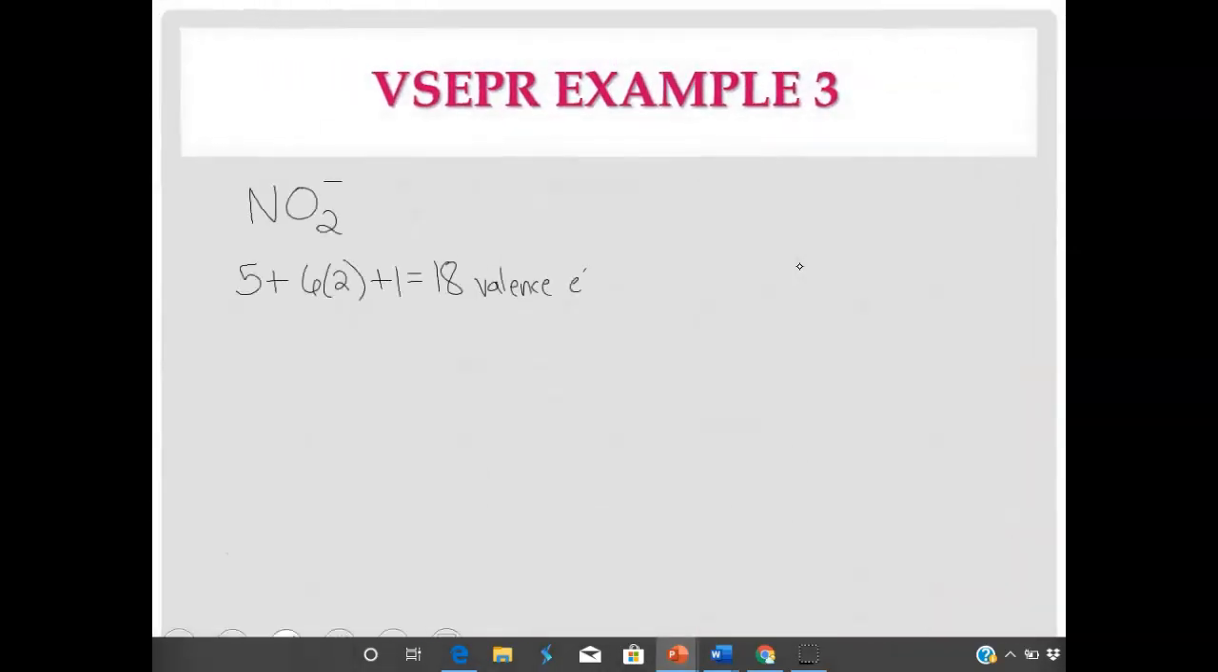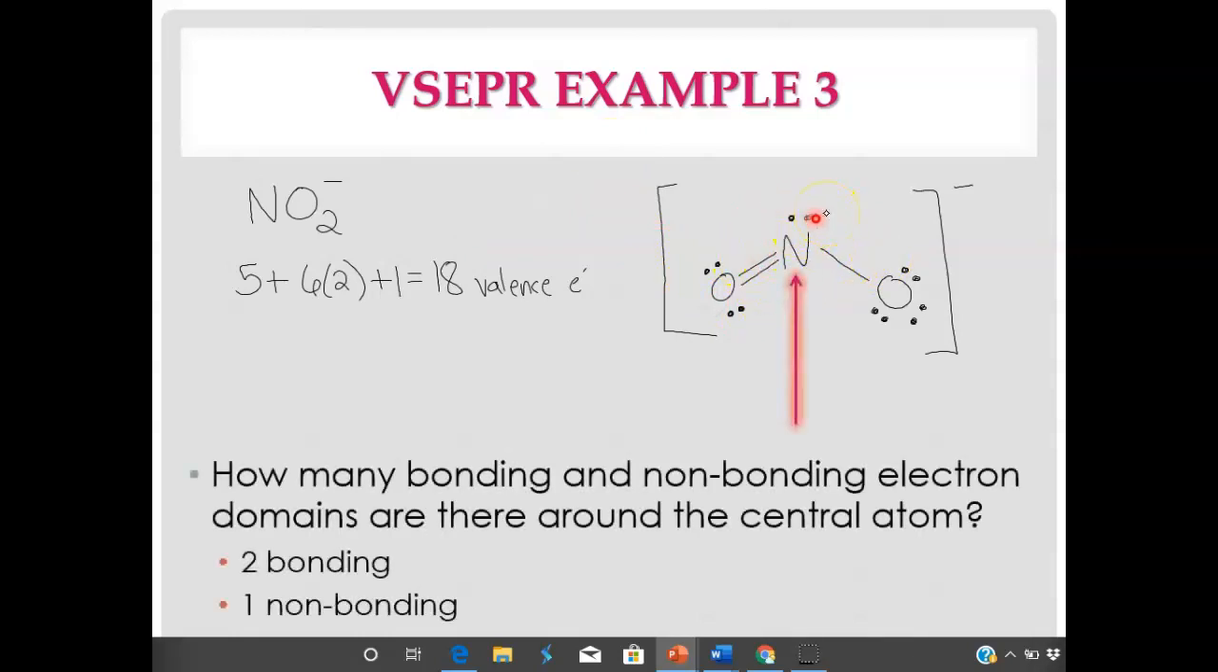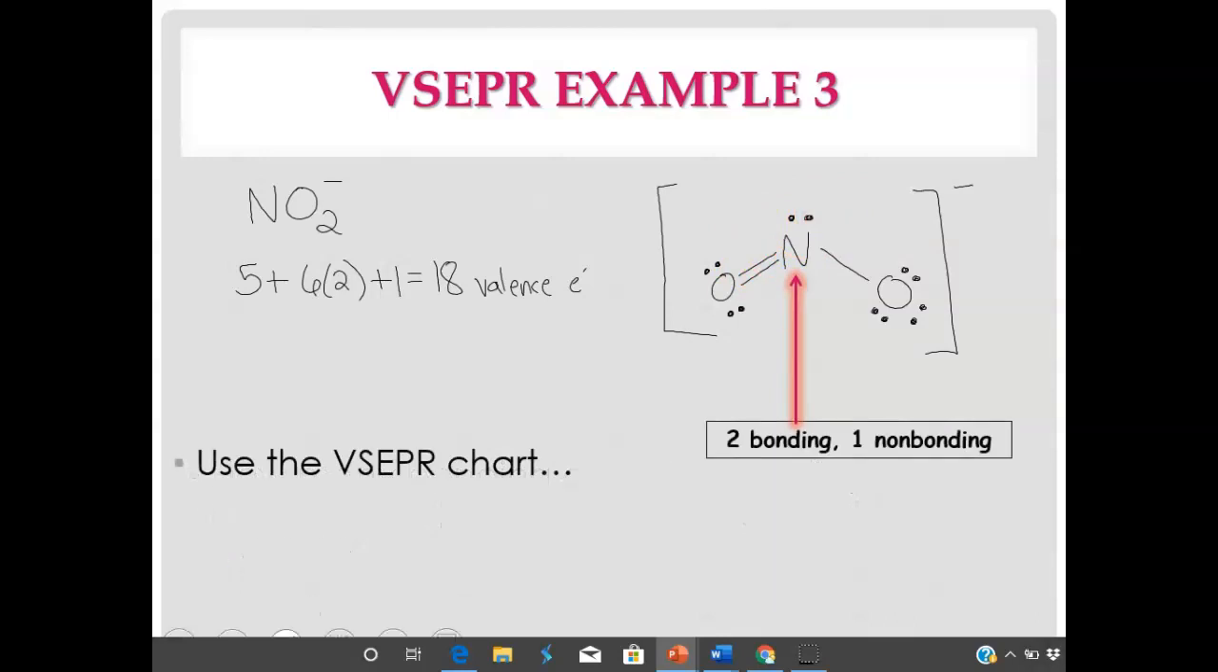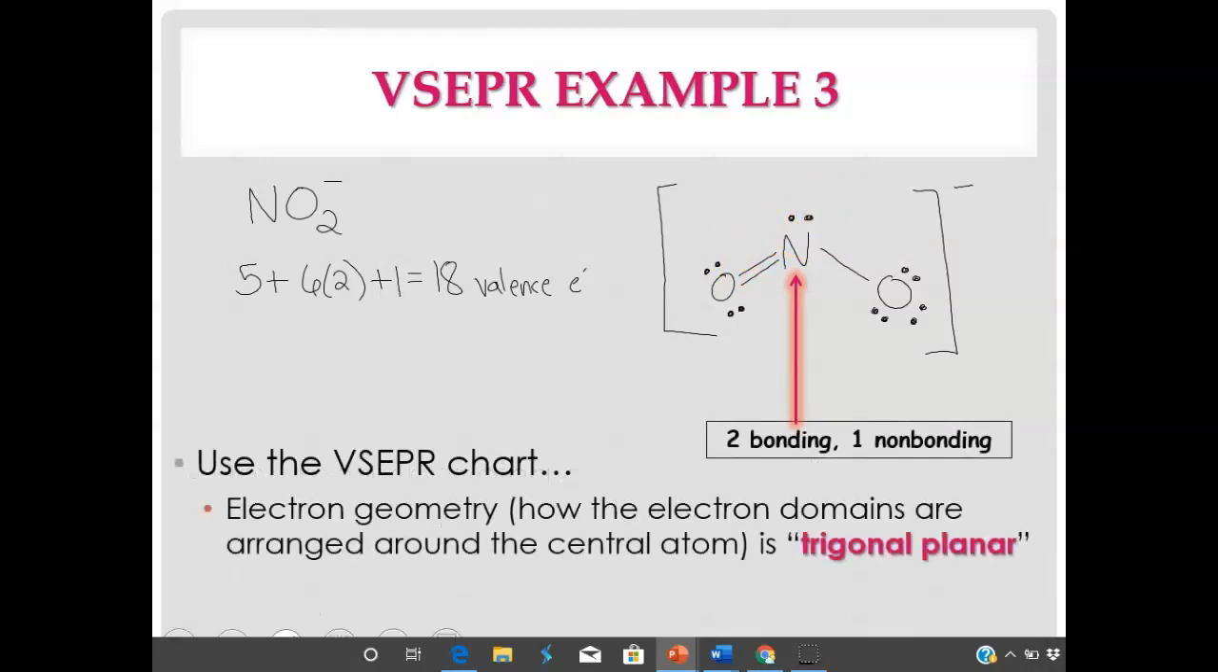Okay, so let's take a look at this next one. By the way, when it's in a bracket and has a charge, it's an ion. So NO2 ion has 18 valence electrons. It has 2 domains, and we're looking only at the central atom. It has 2 domains and 1 lone pair, non-bonding. We have trigonal planar again.